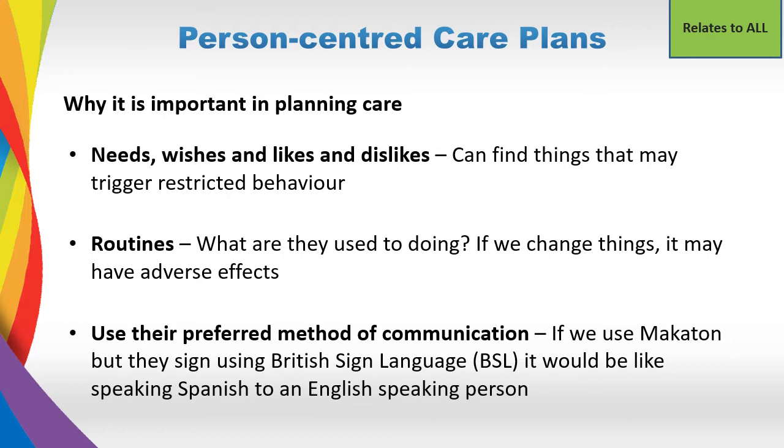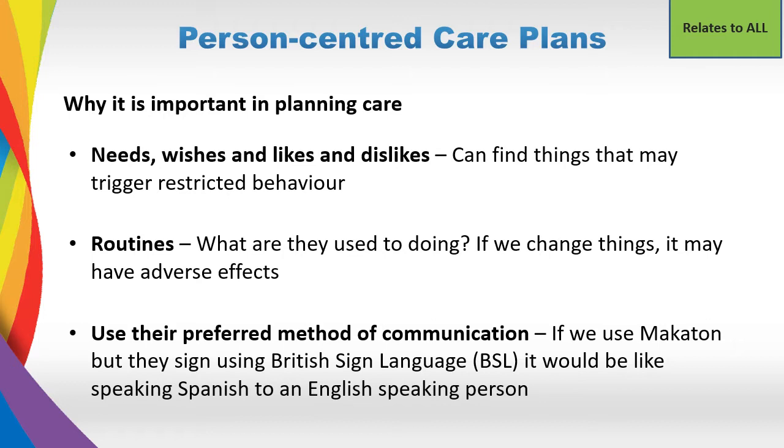So you can find out things that could trigger certain behaviours. Perhaps if you ask them if they had children, but they weren't able to have children, it's a very negative feeling for them to be asked that question, and we don't want to trigger something inside of them to make them unhappy. You could ask them about their routines, and if we change things, we don't want that to have adverse effects.